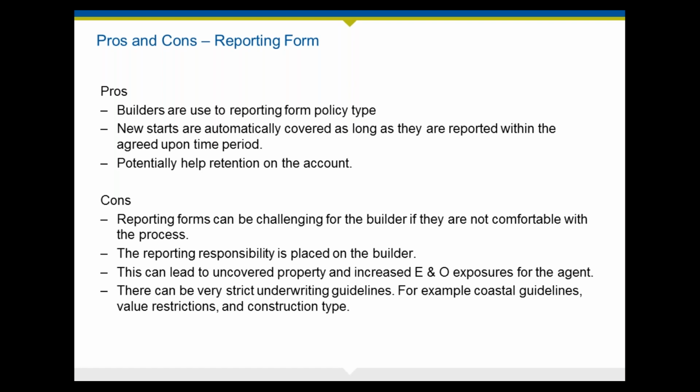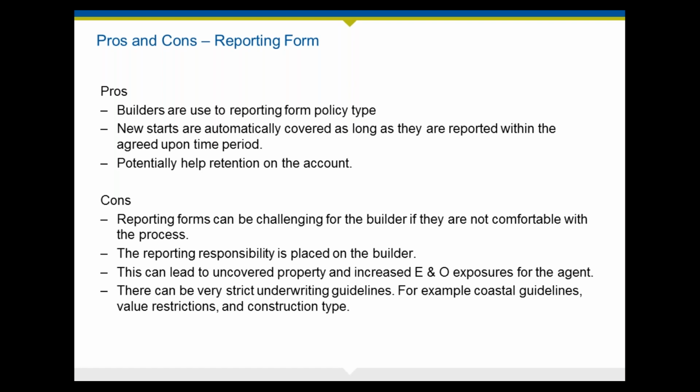Sometimes there's very strict underwriting guidelines embedded into the reporting form process. For example, it'll say you can report except the following coastal counties are not eligible. So if they build in a coastal county, that would not be covered. Or usually there's a value restriction. You can report up to $1 million in value. If it goes over $1 million, you cannot report that.